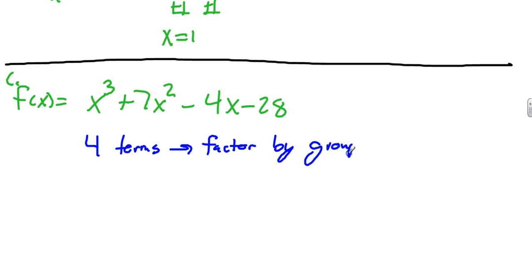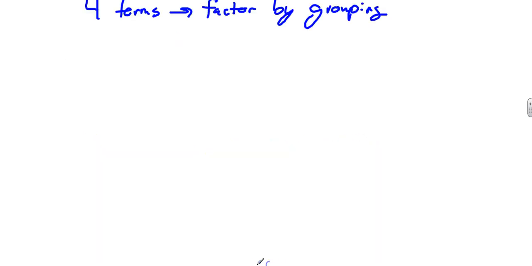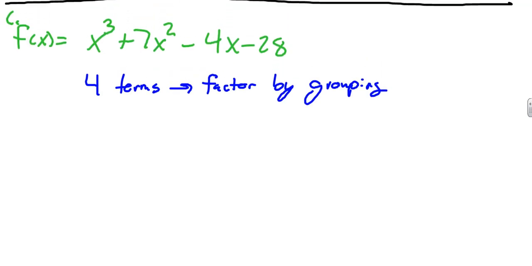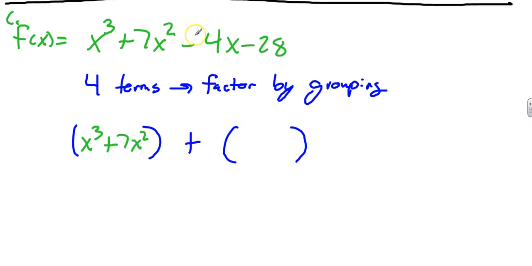If it's 4 terms, you have to do factor by grouping. For factor by grouping, you take the first 2 terms together and the last 2 terms together, and I always put a plus sign in the middle just to keep everything separated. So you put x to the third and 7x squared in one set of parentheses, plus the last 2 terms, signs and all, in the last set of parentheses. From there, you take the greatest common factor of the first parentheses, and the greatest common factor of the second parentheses.